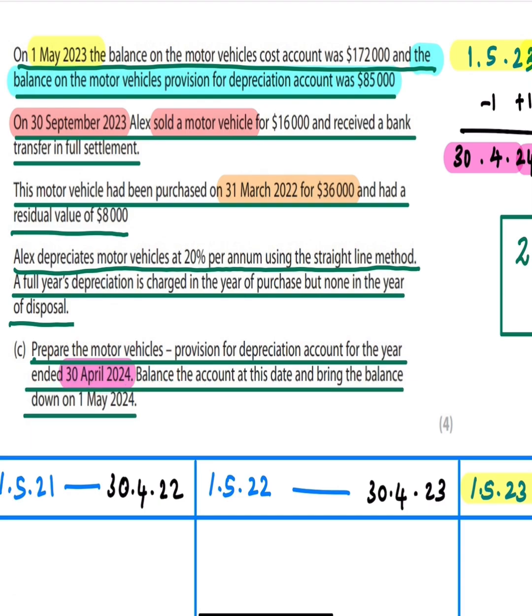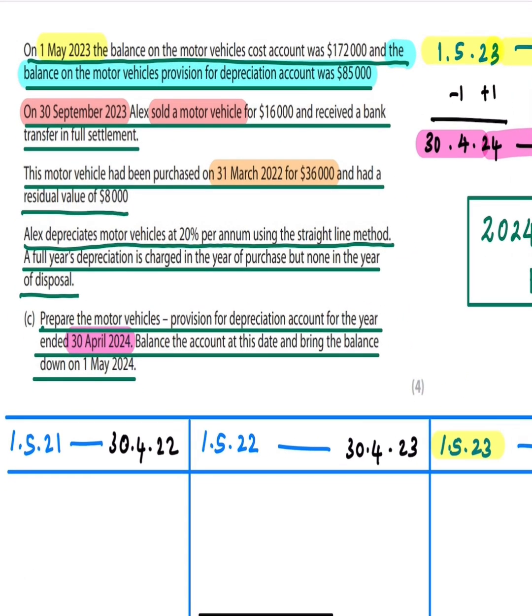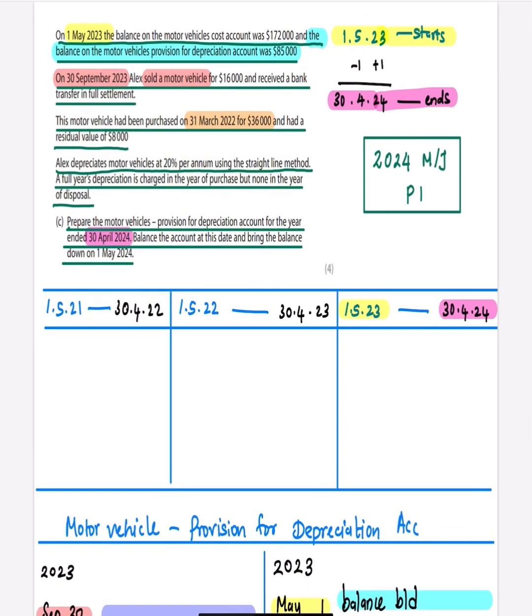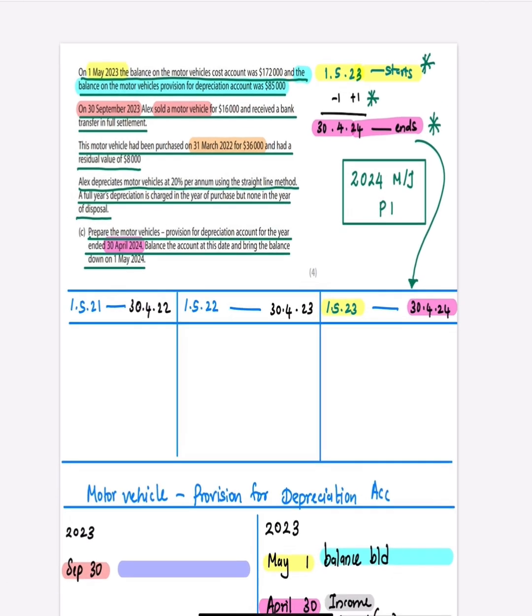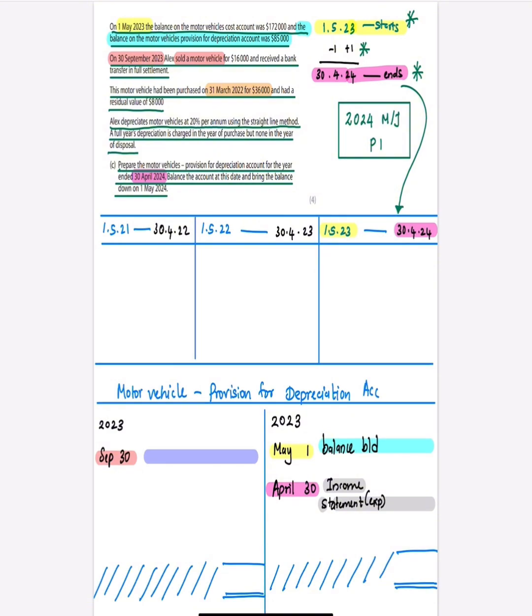It is crucial to identify the financial year that you're preparing the accounts for. As you can see in the yellow highlighted part, on 1st of May 2023 the financial year starts. Subtract 1 from the month and add 1 to the year in order to find the end of the financial year, which should be 30th of April 2024. This is the financial year you're preparing accounts for.